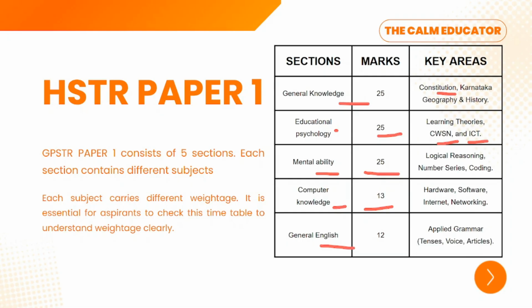Then General English carries 12 marks. It has key areas like applied grammar, tenses, voice and articles.